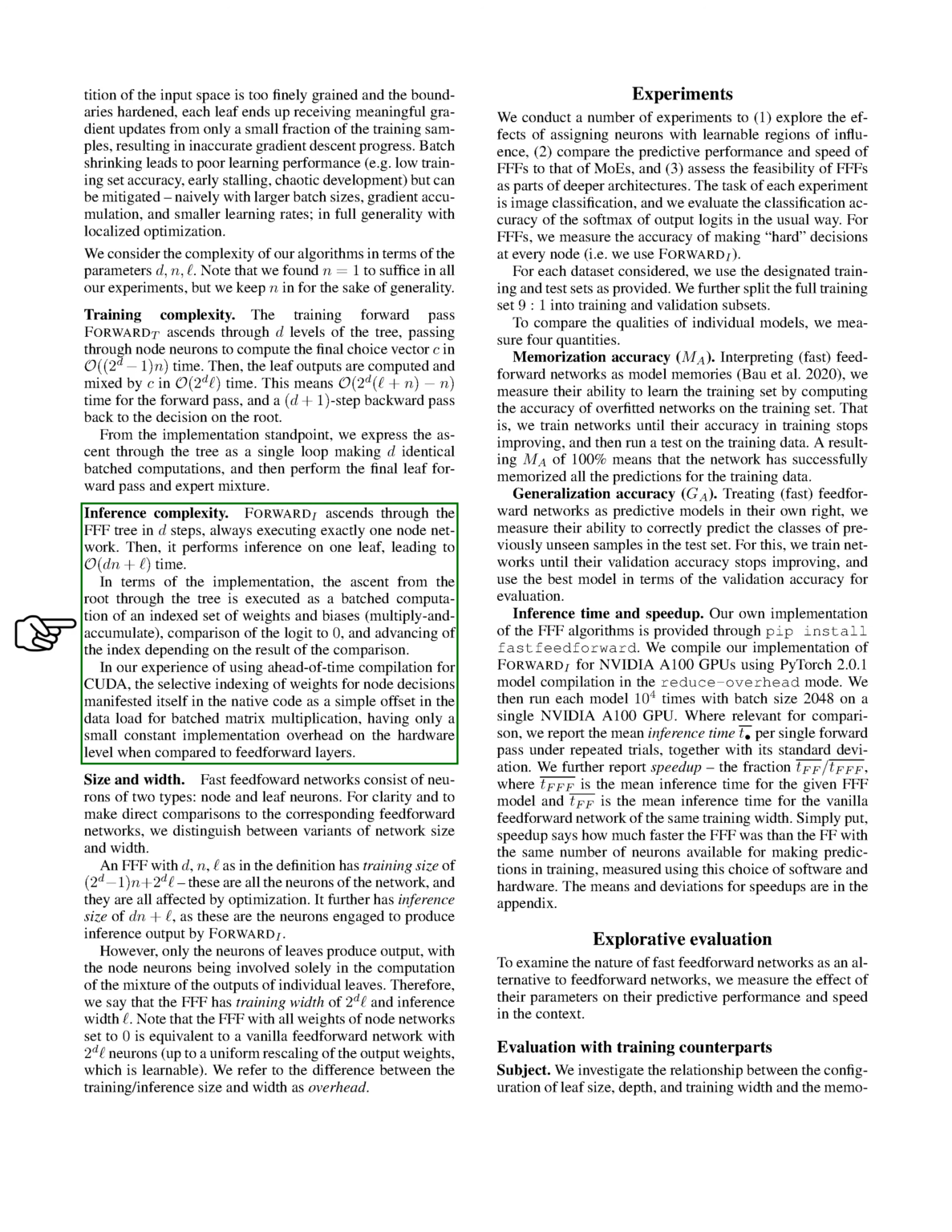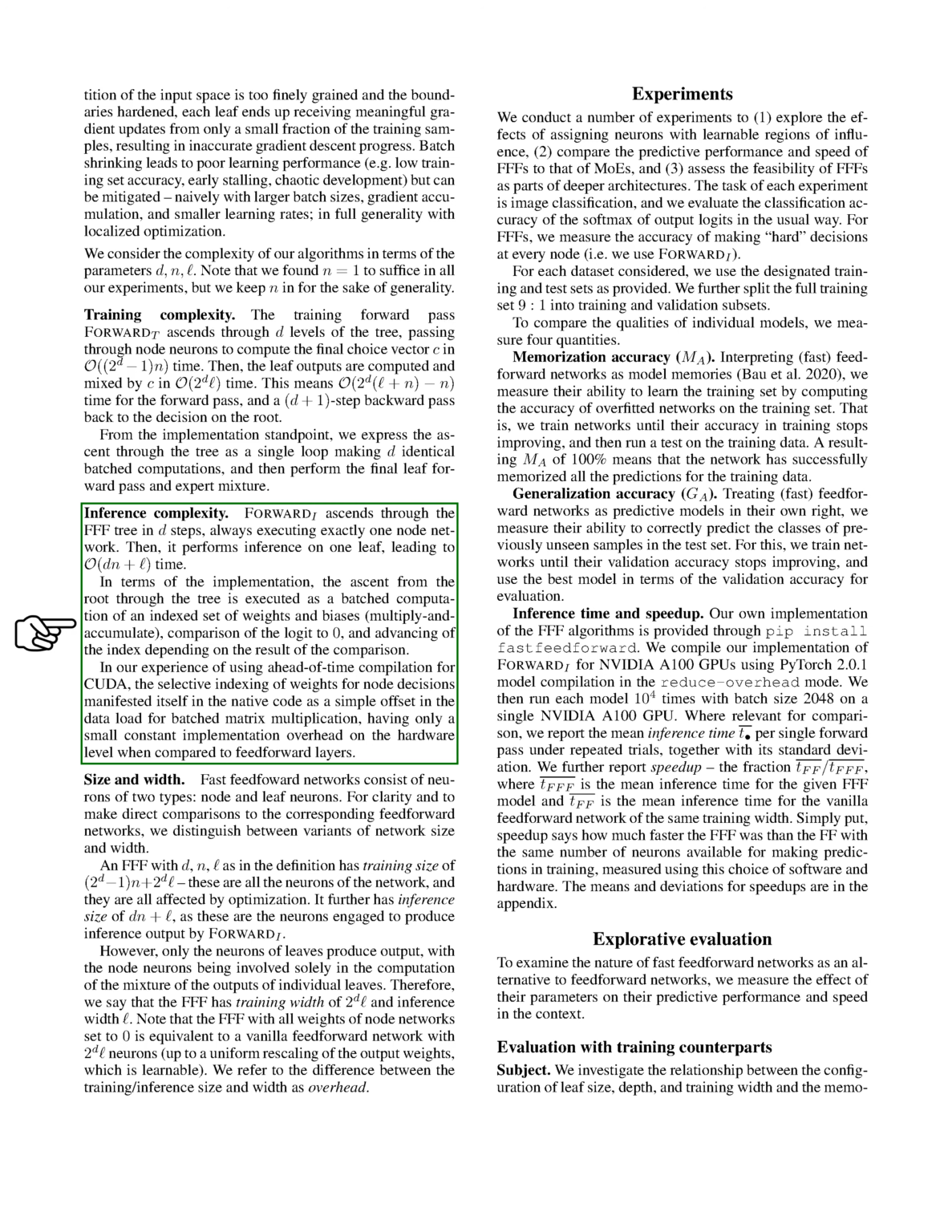In terms of how this is implemented, the journey from the root of the tree to the leaves is carried out as a batched computation of a set of weights and biases. This involves multiplying and accumulating these values, comparing the resulting logit to 0, and then advancing the index based on the comparison result. In our experience, when using ahead-of-time compilation for CUDA, the selective indexing of weights for node decisions appeared in the native code as a simple offset in the data load for batched matrix multiplication. This only added a small constant overhead at the hardware level when compared to feedforward layers.